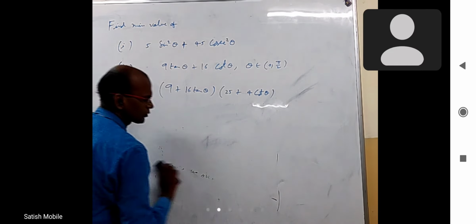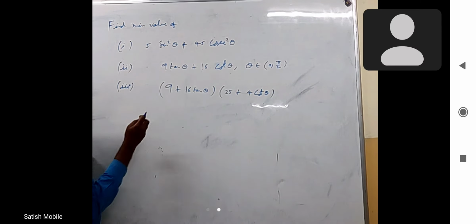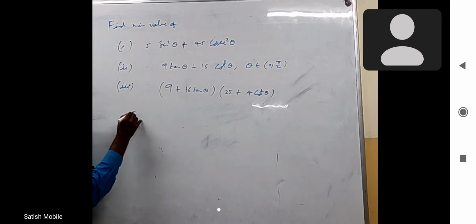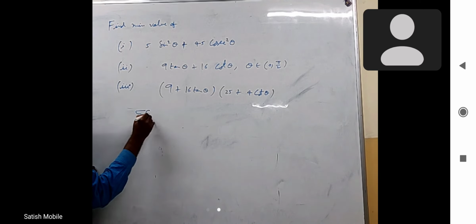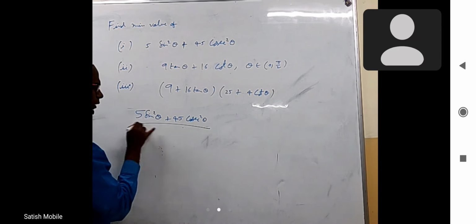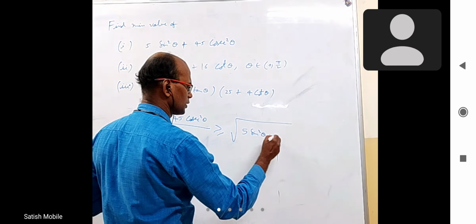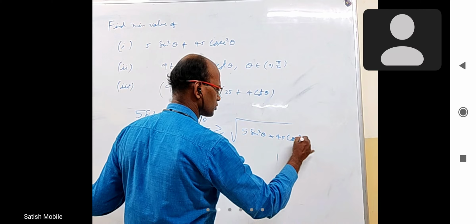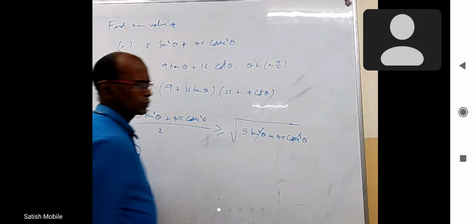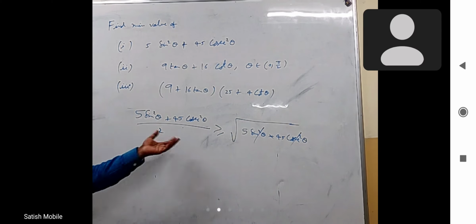If you take any one of these questions, we can use AM-GM inequality and find the minimum value very easily. For 5 sin square theta plus 45 cosecant square theta, I want to use AM-GM inequality, that is (a plus b) by 2 is greater than or equal to root ab. So I can write (5 sin square theta plus 45 cosecant square theta) by 2 is greater than or equal to square root of 5 sin square theta into 45 cosecant square theta. Cosecant square I can write as 1 by sin square, I can cancel these two. The main thing is the sum is a variable but the product is a constant. That is the situation where you can use AM-GM inequality.